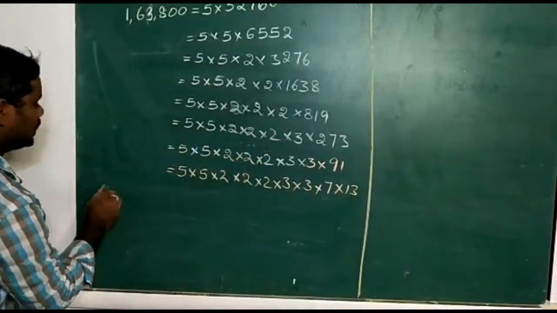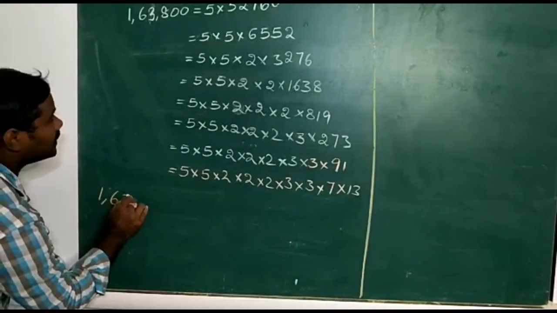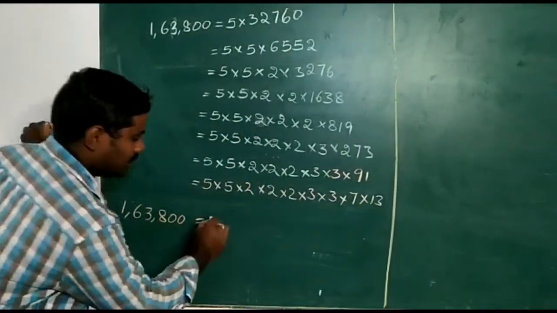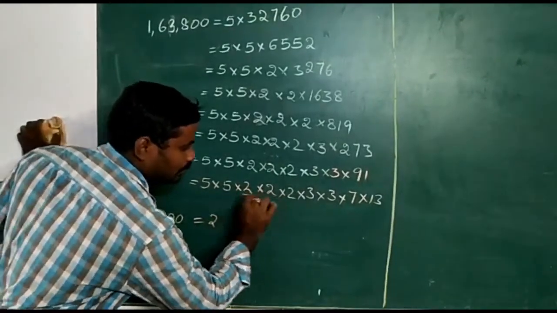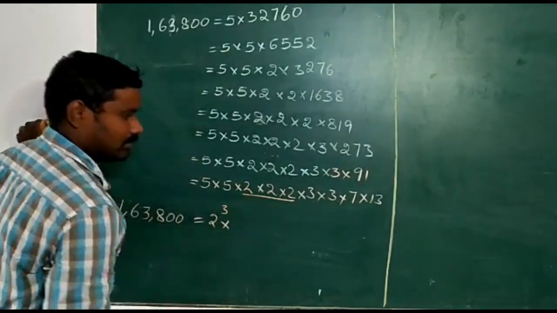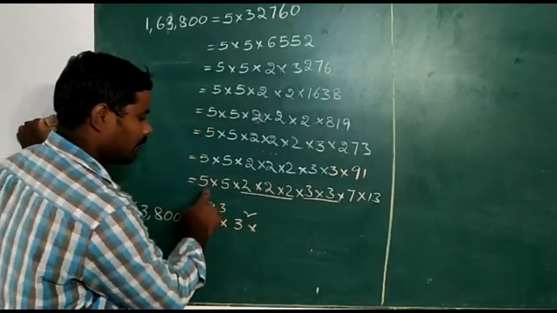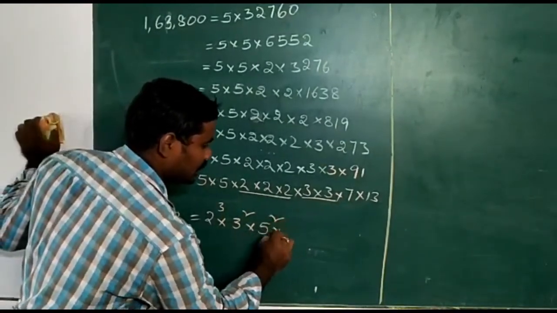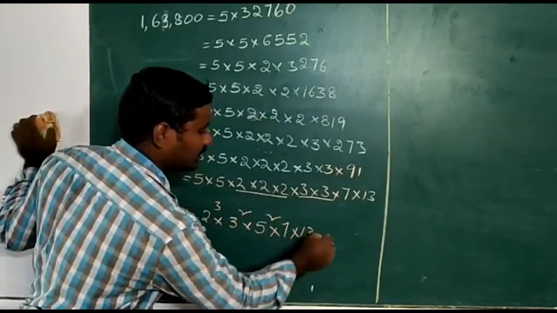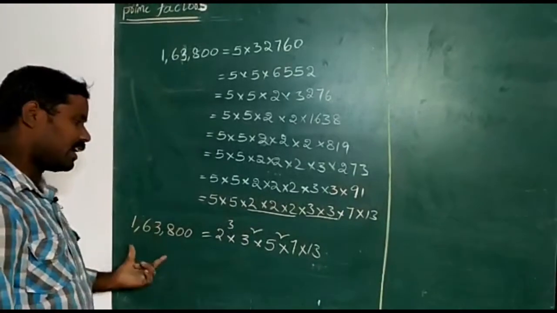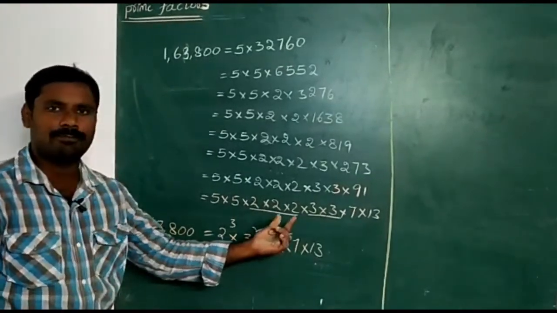Therefore 1,63,800 can be written as 2 cube into 3 square into 5 square into 7 into 13. That means every composite number can be expressed as a product of powers of primes.